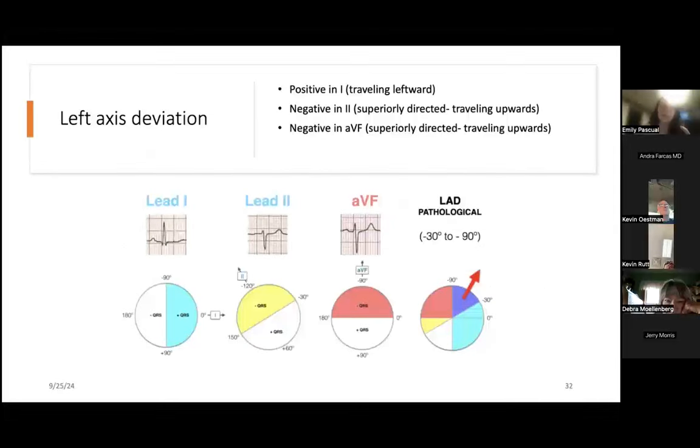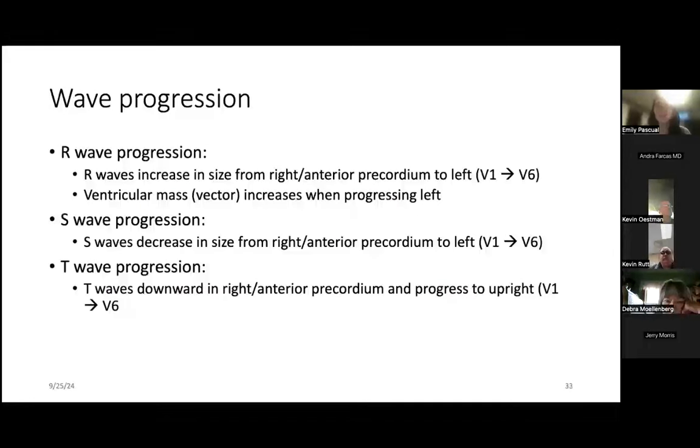And before I move on from this, these are not necessarily things that are pathogenic. You may see them on EKG, and it may or may not be clinically important.